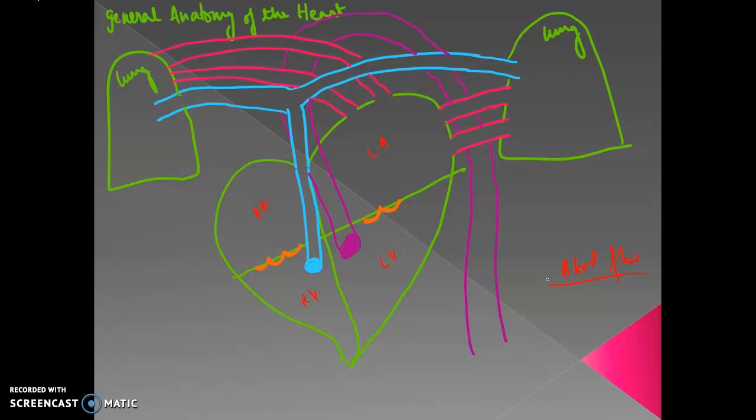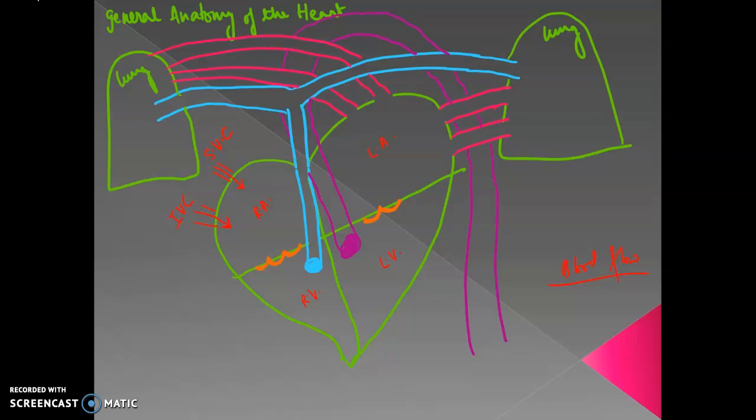Okay. So deoxygenated blood or blood low in oxygen content is drained into the right atrium by two main vessels. And these vessels are called the superior vena cava and inferior vena cava. These are the two vessels that carry deoxygenated blood from the different parts of the body into the right atrium.